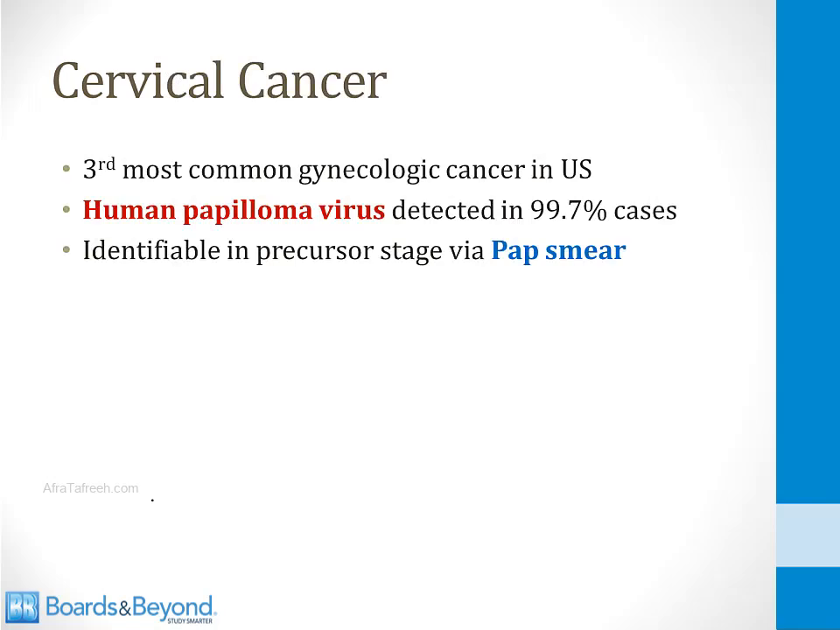The main disorder of the cervix you need to know for the step 1 exam is cervical cancer. It's the third most common gynecologic cancer in the United States. Human papillomavirus is virtually always a component. Most women who have this cancer have infection with HPV, and you can identify the precursor stage with a pap smear, and that's why pap smears are routinely done on women to screen for cervical cancer.